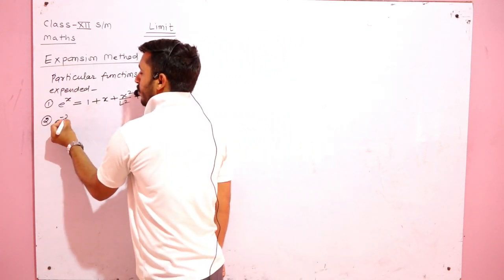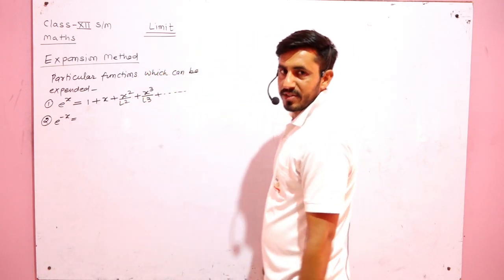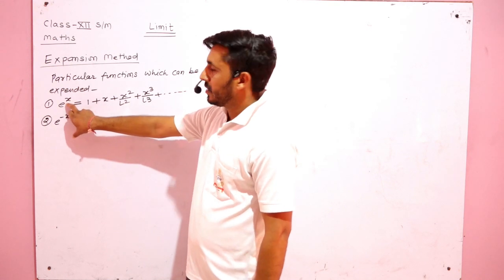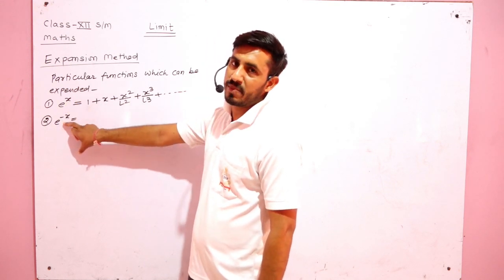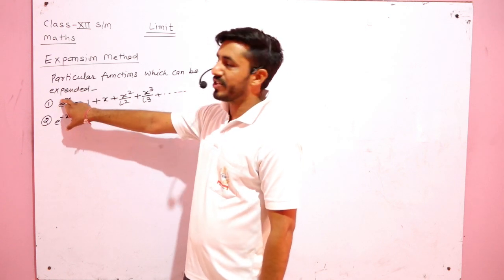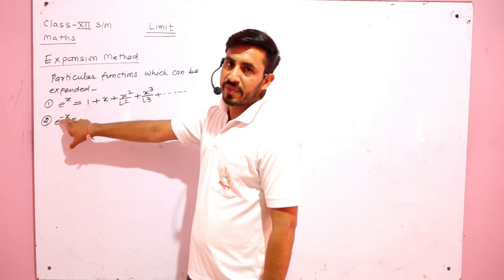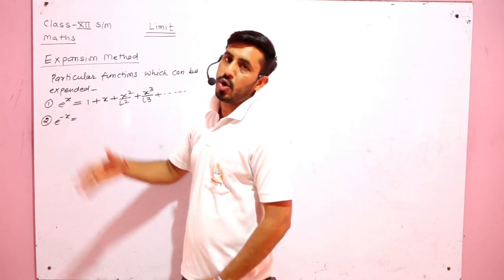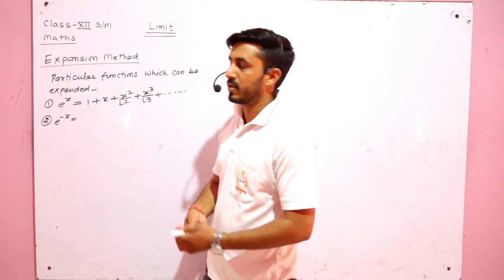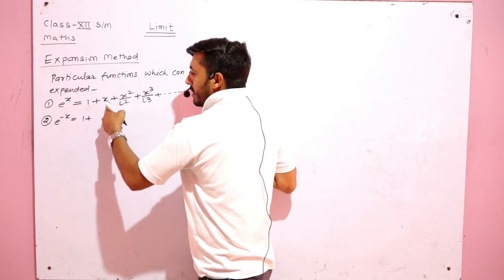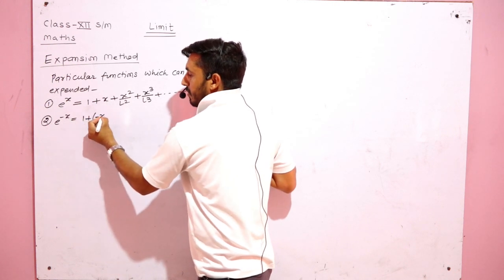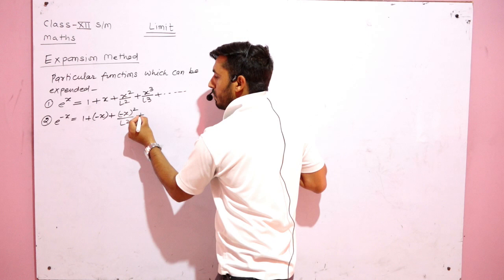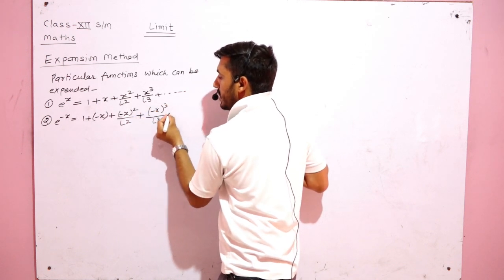Second, if we want to expand the function e to power minus x, here you can observe the difference. Here I am taking the power as x and here I am taking the power as minus x. The basic difference is that here the sign is positive and here the sign in front of x is negative. That's why we will put minus x in the place of x in the expansion of e to power x. Here 1 plus minus x, next term minus x to power 2 upon factorial 2 plus minus x to power 3 upon factorial 3 plus and so on.